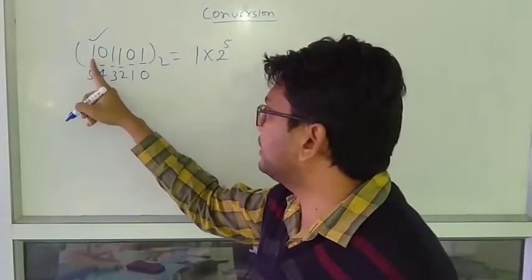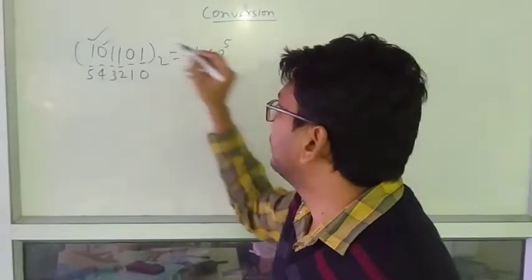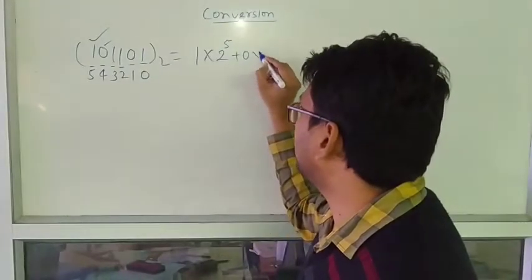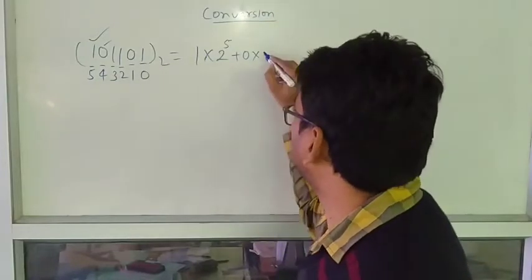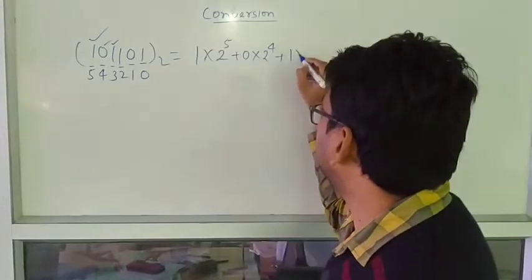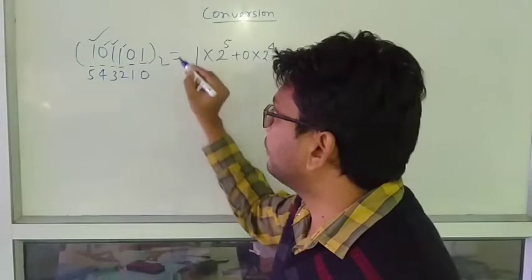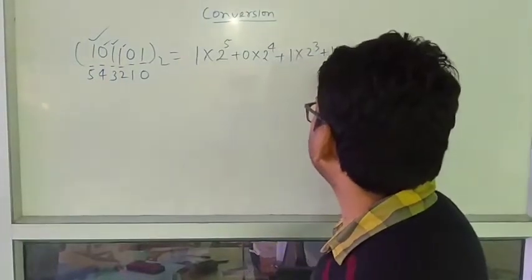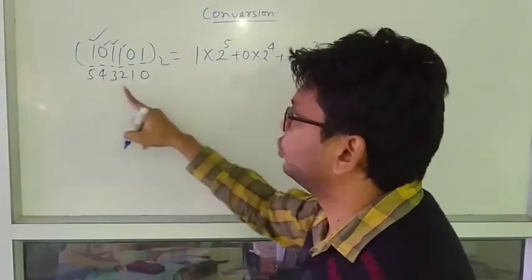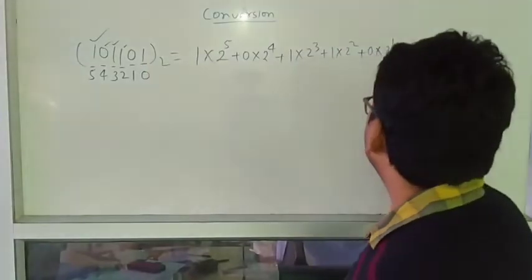So we can represent it as 1 into 2 to the power 5. Then for this 0 value, we can write 0 multiplied by 2 to the power 4. And here, if we have a 1, then we can write 1 into 2 to the power 3. For this one we can write 1 into 2 to the power 2. For this 0 we can write 0 into 2 to the power 1. And for this one we can write 1 into 2 to the power 0.